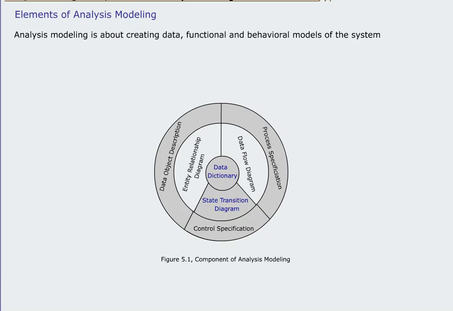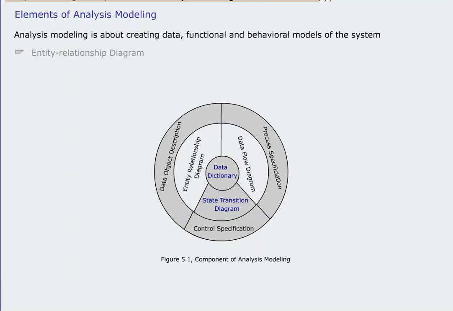The entity relationship diagrams emphasize the data objects and their relationships. The data flow diagram illustrates the functions that the system must perform, and the state transition diagram focuses on the time-dependent behavior of the system.